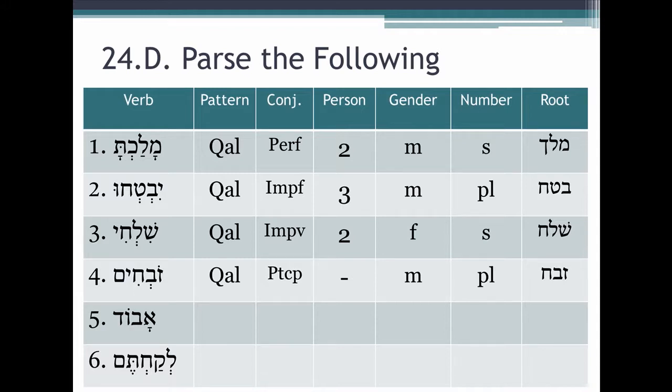Qal participle masculine plural. Avod, we have qamets, holem vav. That combination will always be the qal infinitive absolute from avad. Number 6, lakaktem. No prefix, discernible lemma, tem ending tells us we have a qal perfect second masculine plural from lakach.